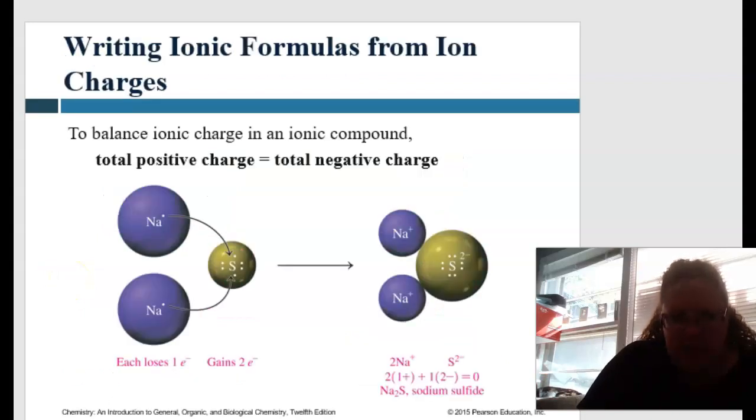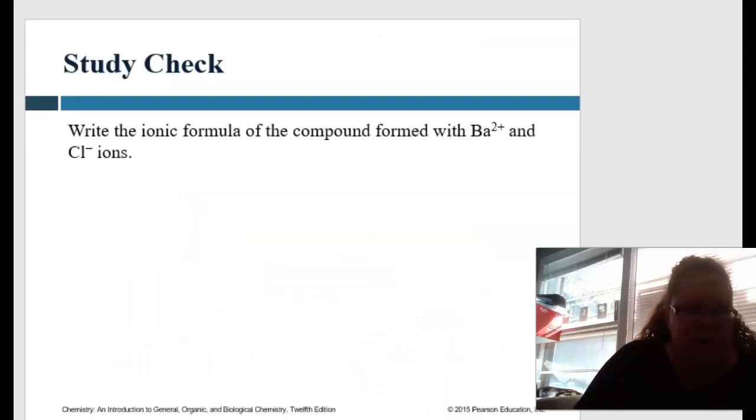Going on to sodium sulfide then. Our sodiums each lose 1 electron, giving a +1 charge. Our sulfur gains 2 electrons. This is an easier one to figure out, because the sulfur has a -2, so we need 2 positive ones to balance it out. So this is how you figure them out. All right, let's practice.